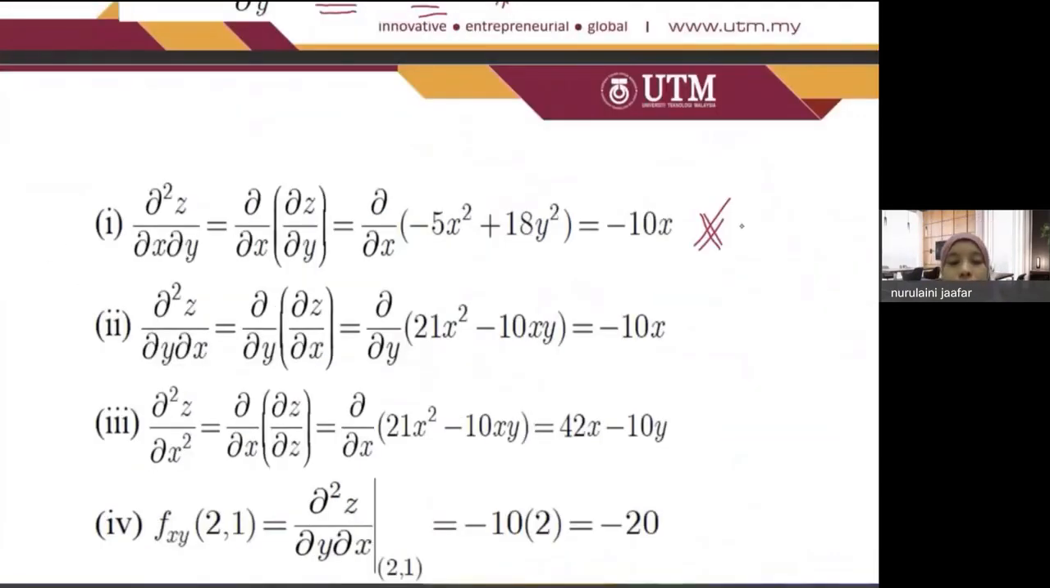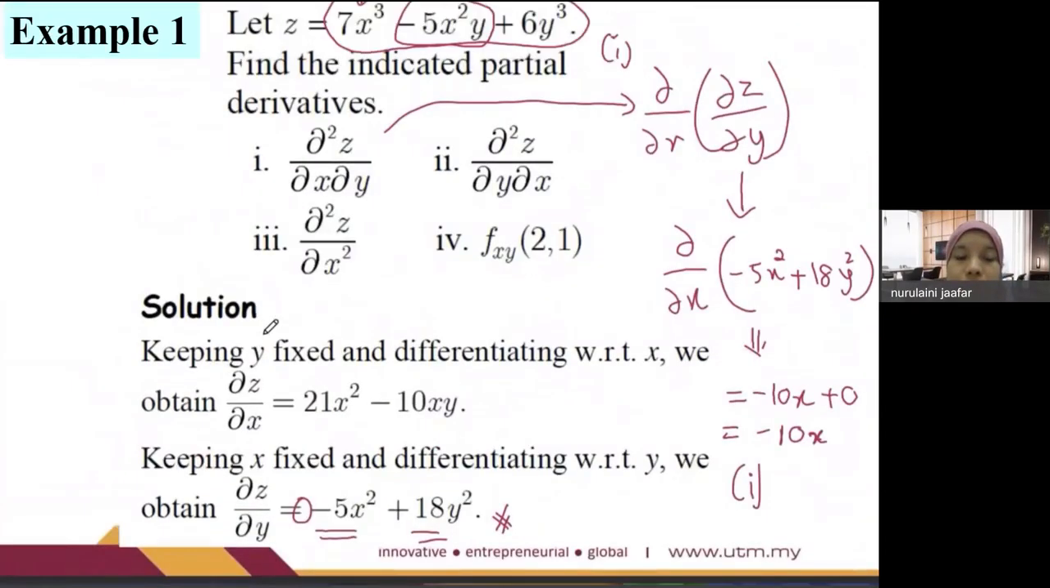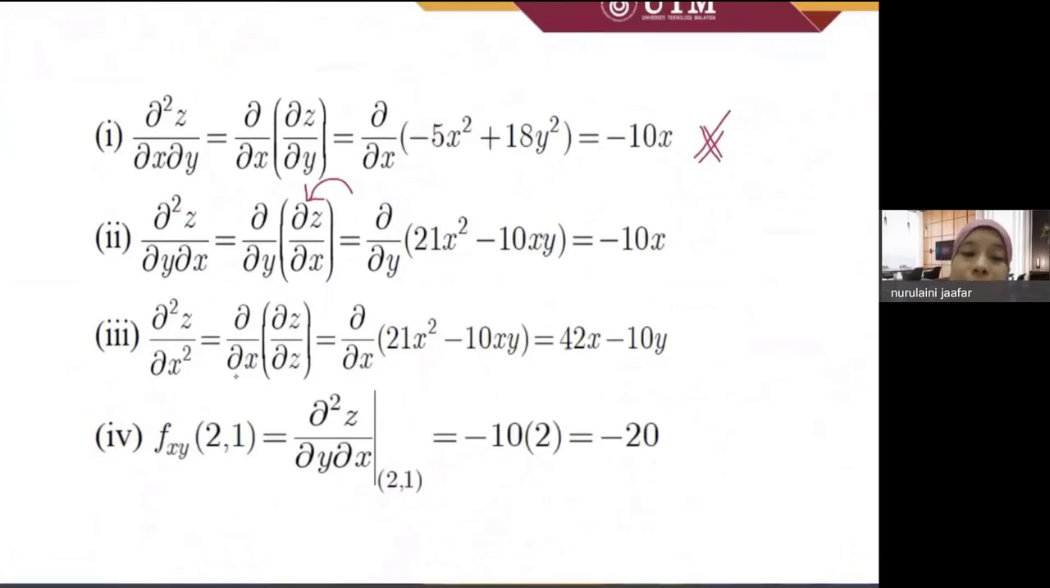For question number 2, remember, you have to differentiate inside the bracket first. Del z, del x, you will get 21x squared minus 10xy. Then you have to differentiate again with respect to y. Differentiating 21x squared with respect to y, we get 0. Then minus 10xy, differentiate with respect to y, we get negative 10x.